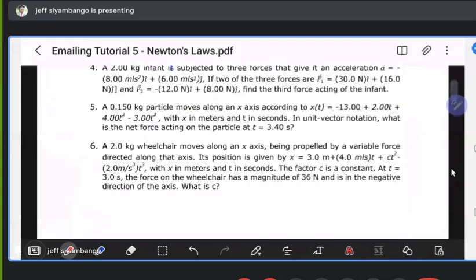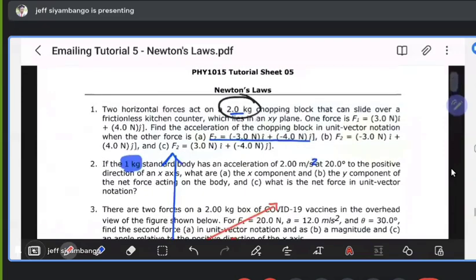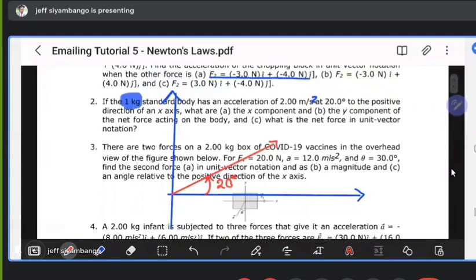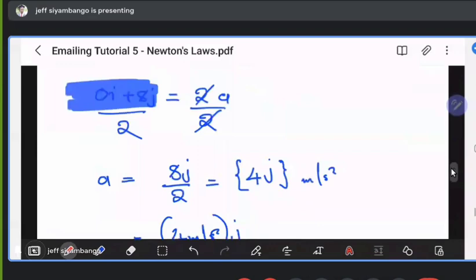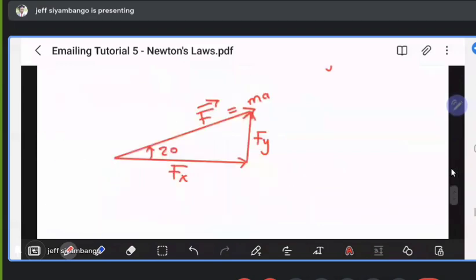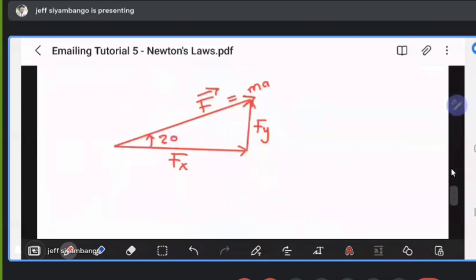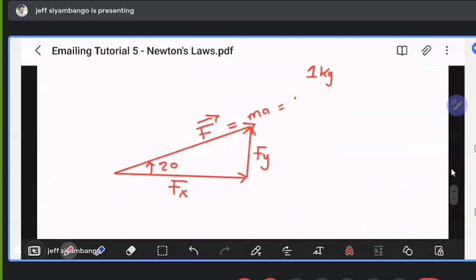A 1 kg object is given an acceleration of 2 meters per second squared. So the net force is the one creating this ma. Since the m is 1, this is 1 times 2, so this will just be 2 newtons. This is what the net force is.